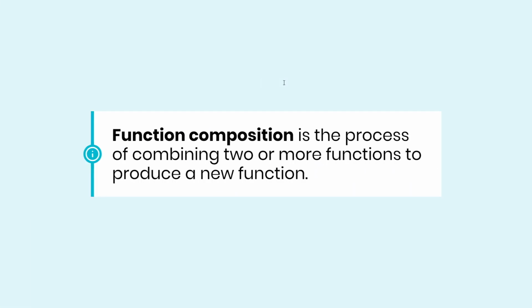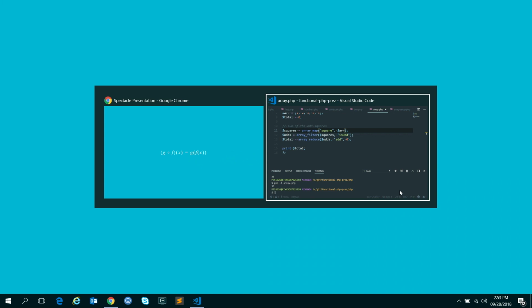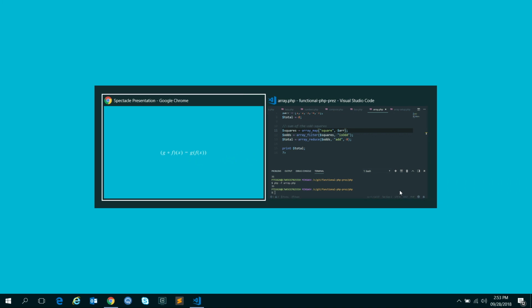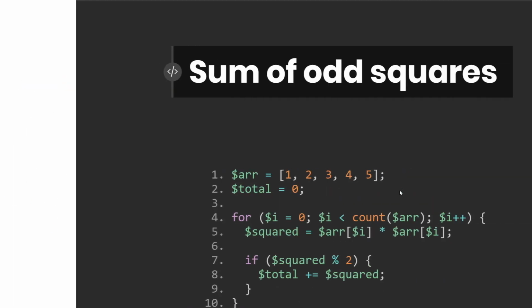Function composition is the process of combining 2 or more functions to produce a new function. And if you remember, again from math class, here we are composing g and f, which are functions, into a new function that's equivalent of calling f of x and then passing that value into g. So g of f of x. So we can do that same thing with the functions that we're writing now. And we're going to do that using our reduce again and do something called pipe. So we're getting there. Pipe.